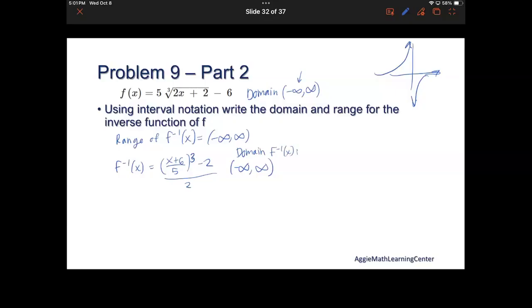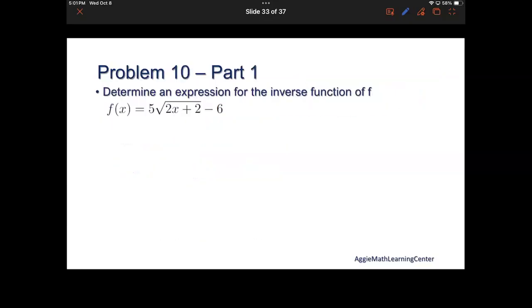And we already found the range because we found the domain of the original function. So now we know. Okay, the last one, we're almost there. Determine an expression for the inverse function of f inverse.